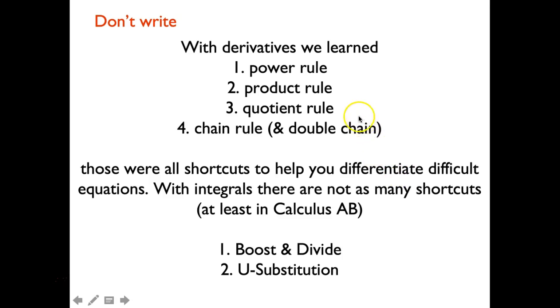Okay, first thing, let's remind ourselves, what did we learn about derivatives? We learned the power rule, the product rule. The power rule is what we just did, right? That was what we did on that last one where 5x squared became 10x. That's power rule. Product rule, which is when things are multiplying. Quotient rule, when things are dividing. Chain rule, when there's a function inside of a function, like a composite, and when it happens more than once. Okay, those are all shortcuts to help you take a derivative.